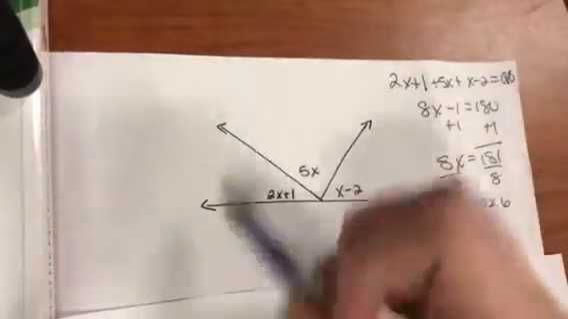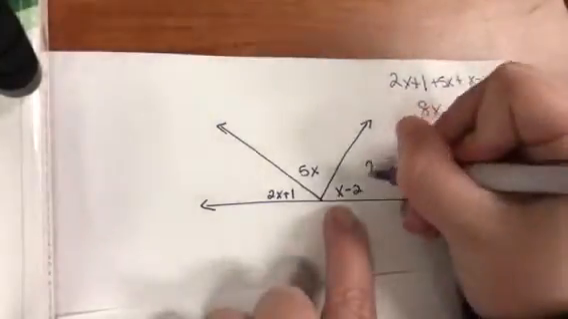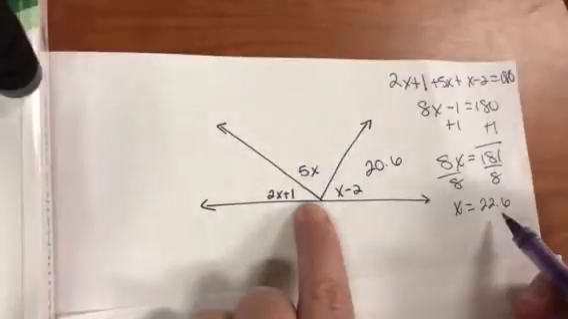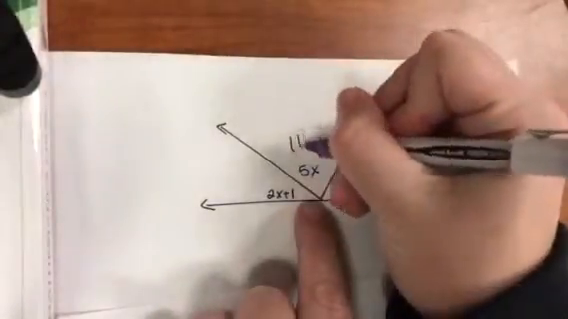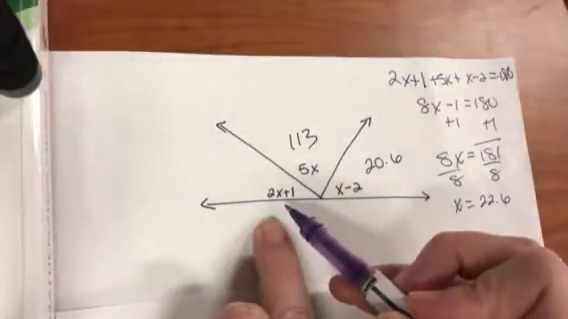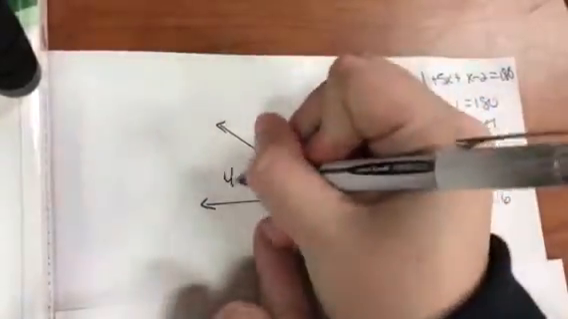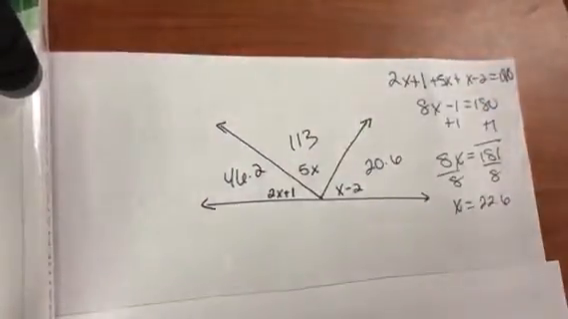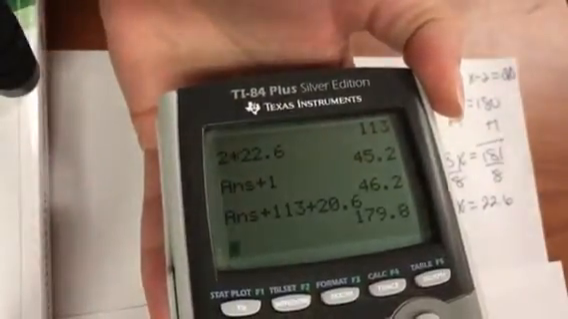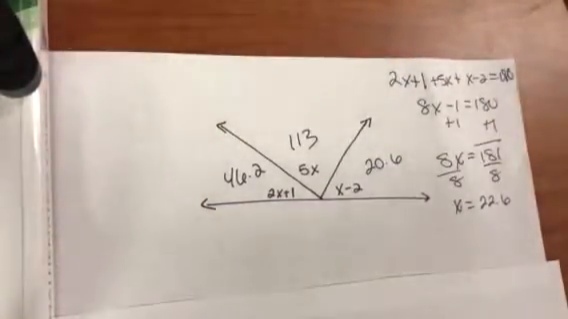Okay, so let's find each angle now. What is 22.6 minus 2? That's 20.6. 5 times 22.6 is 113. And 22.6 times 2 plus 1 is 46.2. Do you think they add up and equal 180? Because we rounded, it got really close. We rounded on those, so it happens. Look at that, we just solved all those.